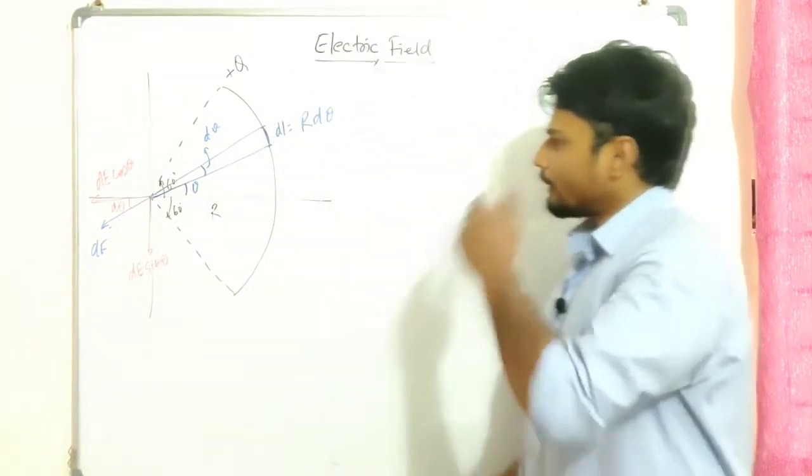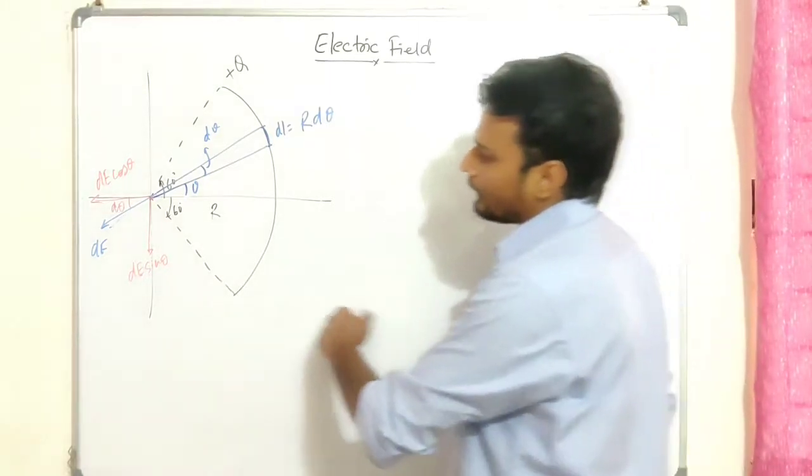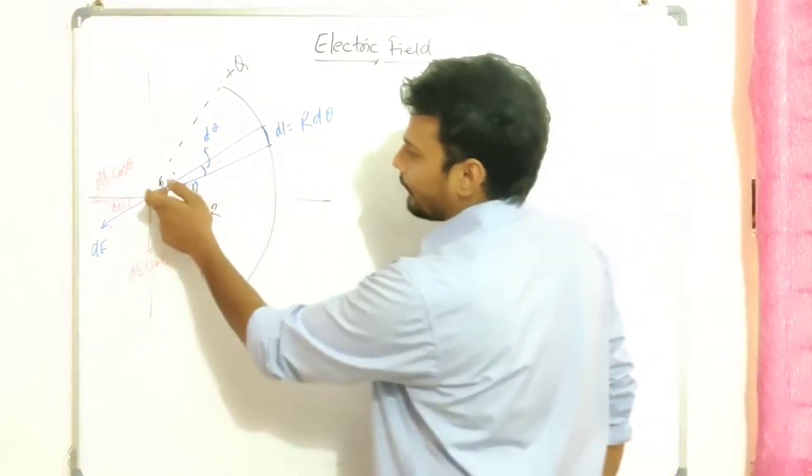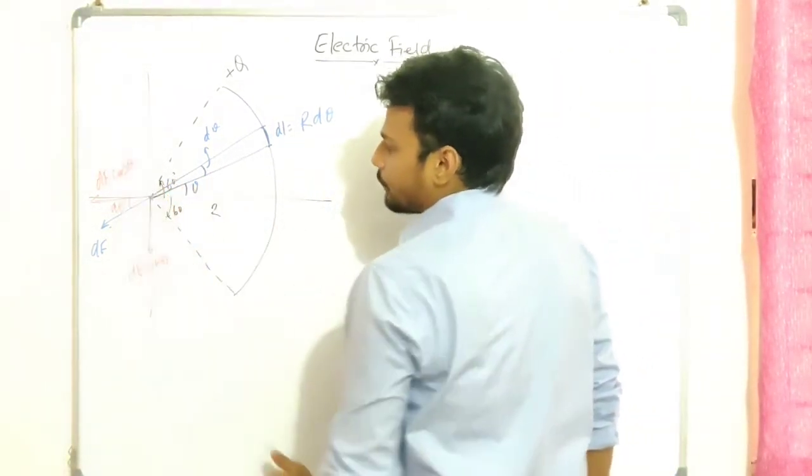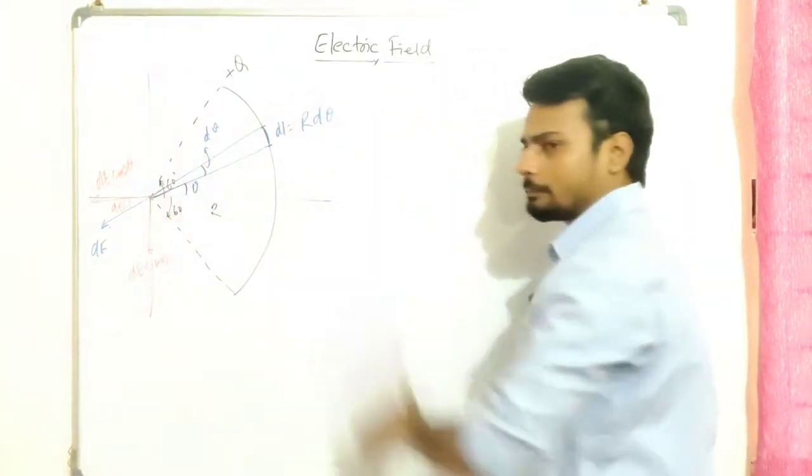Alright then, now because of symmetry you can understand that this other part will also have some field at this point going in that way, which will have two components along this and along this, right?